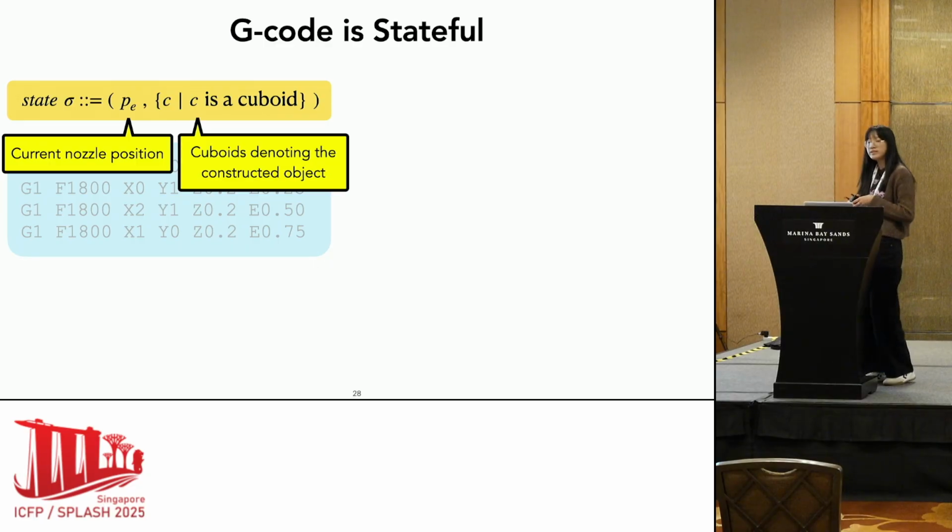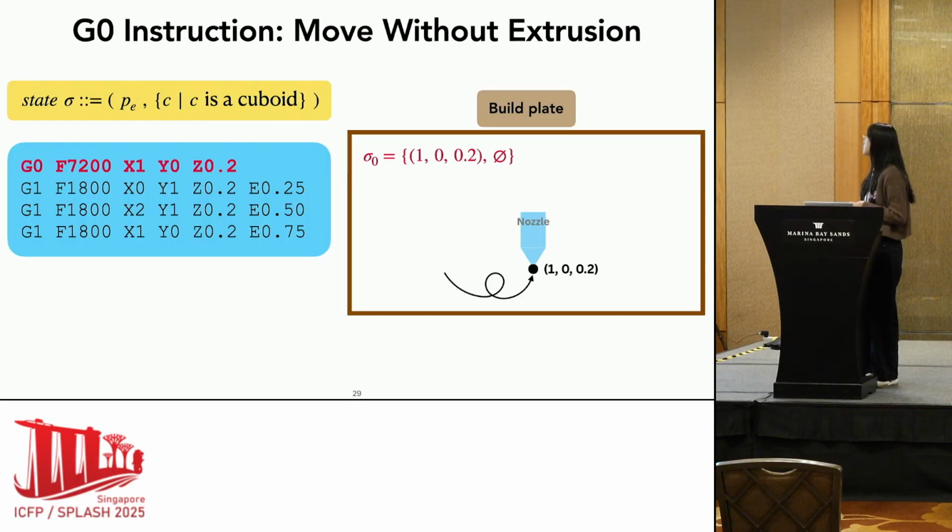First, G-code is stateful, meaning that after each instruction is executed, the program state changes. And this state has two components: the current nozzle position and a set of cuboids representing the constructed object. And let's start with the first instruction.